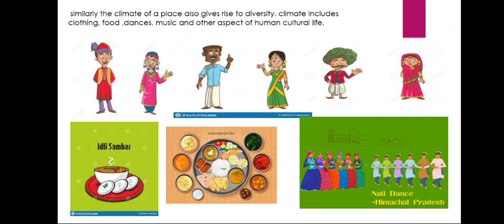So all these images show us that when there are different communities, there is diversity. So diversity can be seen with the help of the clothes they wear, the food they eat, and the type of dances they perform.